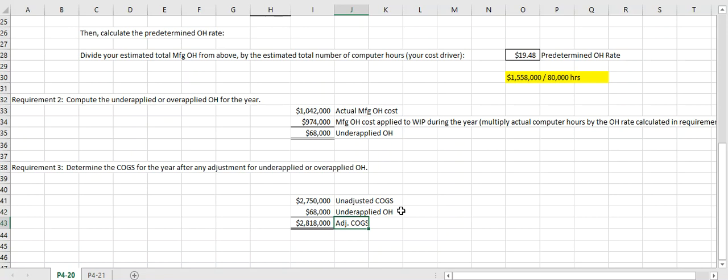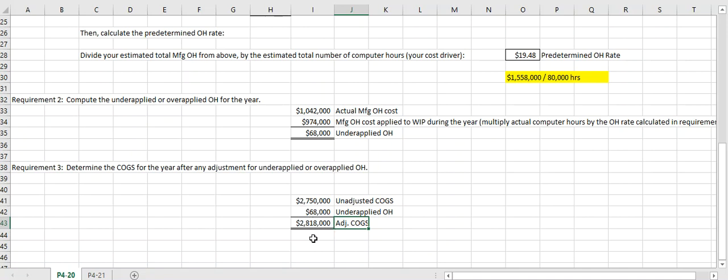So if we have a cost of goods sold and we actually had underapplied overhead, what's going to happen is we're going to have to actually go in and charge cost of goods sold an additional $68,000 because we didn't charge or apply enough overhead during the year. So we're going to have to go back and apply those $68,000 that's kind of left over at the end of the year. So we're going to increase our cost of goods sold because we're going to actually apply that $68,000. So for underapplied overhead, you're going to add that to your unadjusted cost of goods sold to get your adjusted cost of goods sold.